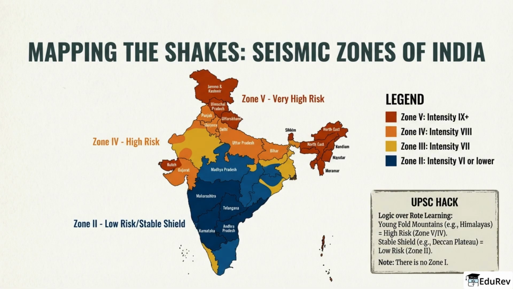This is a classic prelims trap. There is no Zone 1. And this is how toppers revise it. Young mountains mean unstable crust. Stable shield means lower seismicity.